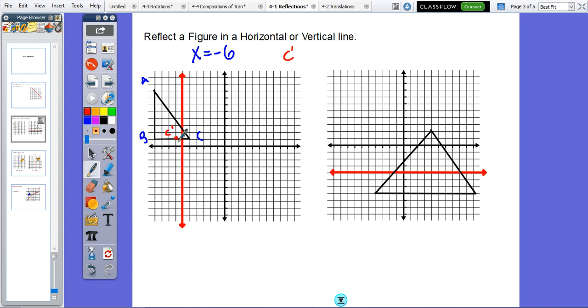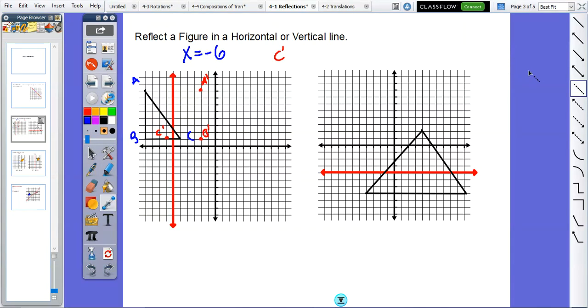For example, B right here is 1, 2, 3, 4 units to the left. So then B prime will be 1, 2, 3, 4 units to the right. As well as A up here, it is 4 units to the left, so we'll go 4 units to the right. 1, 2, 3, 4 units to the right. And that's your A prime. Now we play a little game of connect the dots. Let's see what that looks like here. So we go from C to A, B to C, and then A down. There you go. Should look exactly the same as the other one, just flipped over the line.